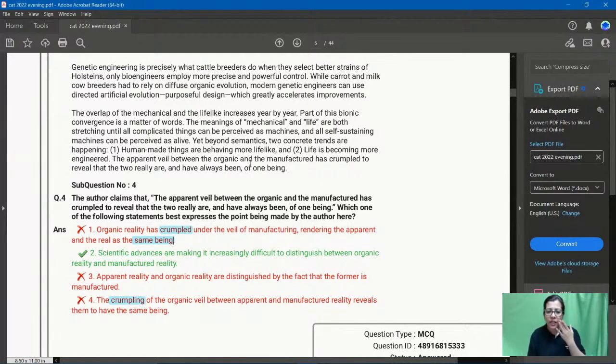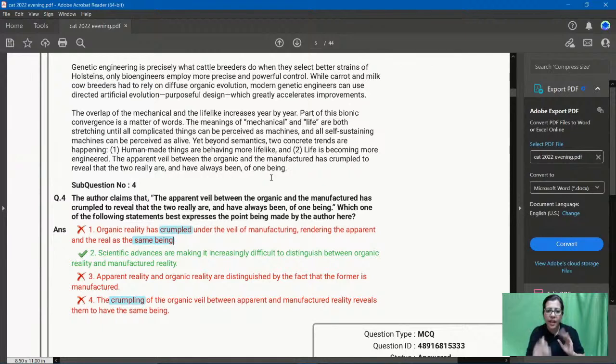The apparent veil between the organic and the manufactured has crumpled. Earlier there was a veil between the two, a division, a partition. That has crumpled, it has been removed, to reveal that the two really are and have always been of one being. Of one being and same being are very different. Of one being means their root, their connection, is like an overall one thing from which these two have been drawn.